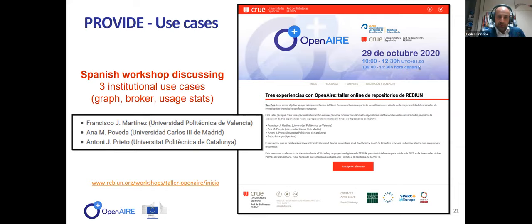And they will have the Polytechnical University of Valencia to present a broker use case. Ana Poveda from Universidad Carlos III, I'm not sure if she's here with us, will present the way that they are using usage counts. Antoni Prieto from Polytechnical University of Catalunya will present the way that they are using the APIs and the graph to enrich their content and, for example, to check duplicates in their repositories based on our bulk content. So these are three different use cases that will be presented in a community, a national effort that these colleagues from Spain are doing.